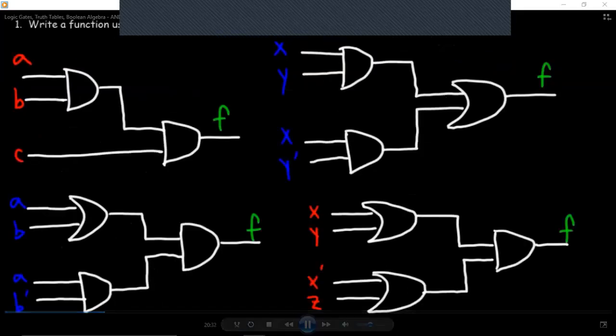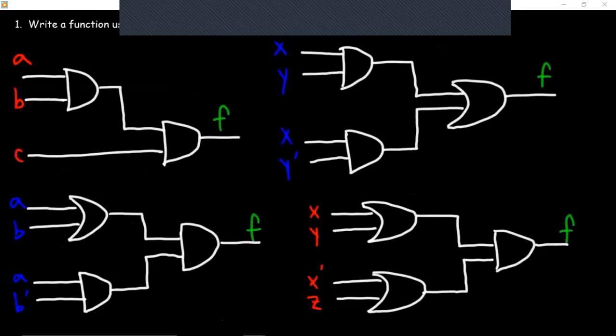Now, one of the first things that you need to be able to do if you're taking a course in Intro to Logic Design is that you need to be able to write a function given a block diagram. So let's start with the first one in the upper left corner. The first thing I like to do is identify what type of logic gates I'm dealing with. So this is an AND gate. I'm going to use a capital A to represent it.